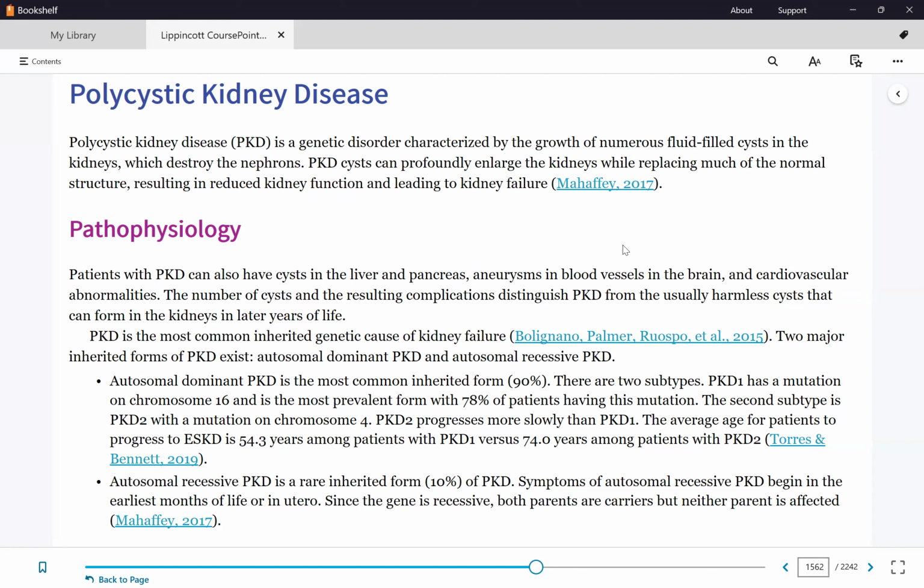So what is it? A genetic disorder. The problem with this is there are two forms. There's the recessive form and then there's the dominant form. The dominant form is the most occurring form, meaning 9 out of 10 cases of PKD are dominant. So about 10% or less are recessive. When it's dominant, here's the description: the patient has a high chance of developing it.